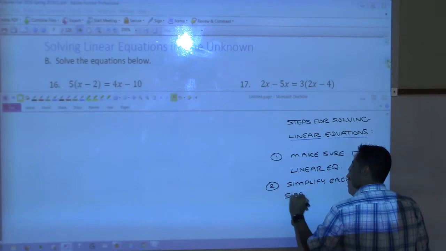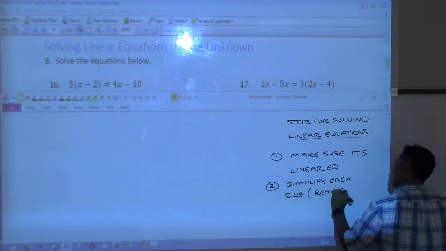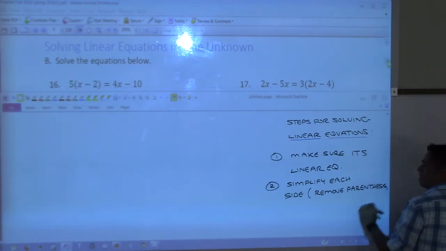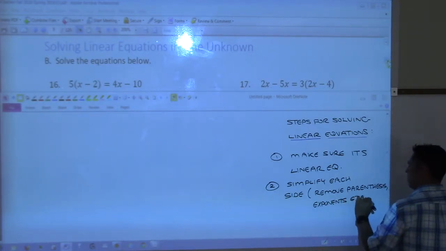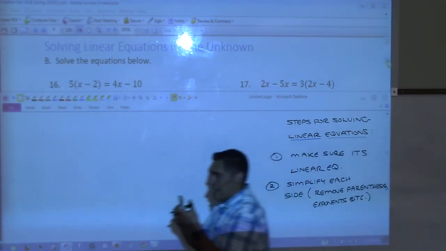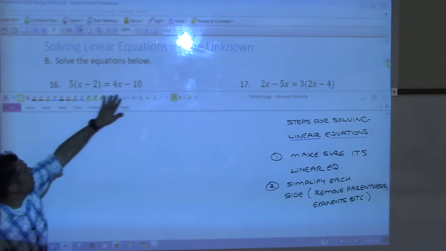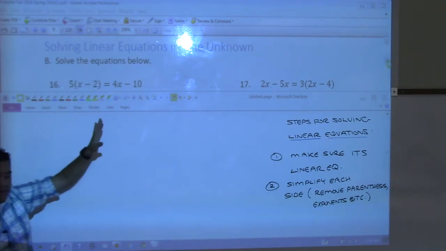And what I mean by that is remove parentheses, exponents, etc. In other words, if there's anything that's keeping stuff clumped together, get it all so it's all spread out and there's no parentheses or exponents or anything like that. And you do that on both sides separately. So you can see, like, for step 2 on this first one, I'm not happy here. You see the parentheses? I need to get rid of that parentheses. So we will do that, all right? That'll be our second step.